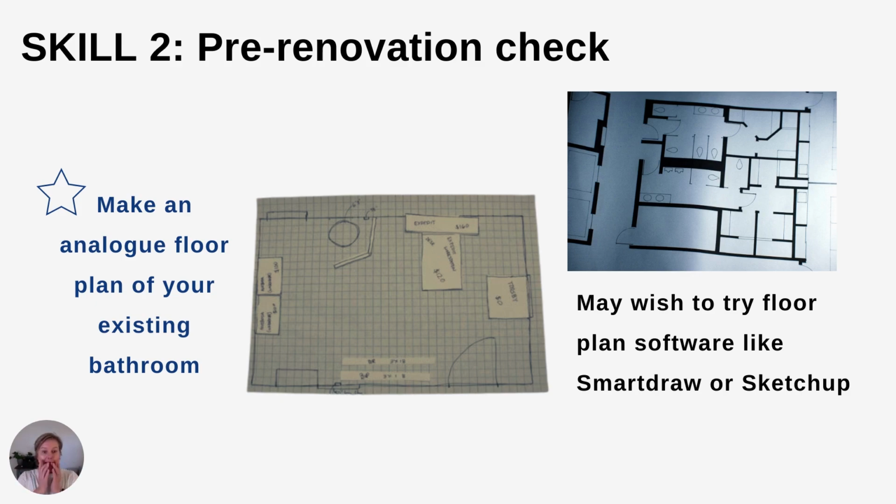So the second element of the pre-renovation checklist is to create a floor plan of your existing bathroom. So this is something I really enjoy doing. It actually really helps me imagine not only the limitations of my current bathroom, but it helps me plan what I want to do next. So I prefer doing it analog style with graph paper and cutting bits out and moving them around on bits of paper. You might prefer something else.